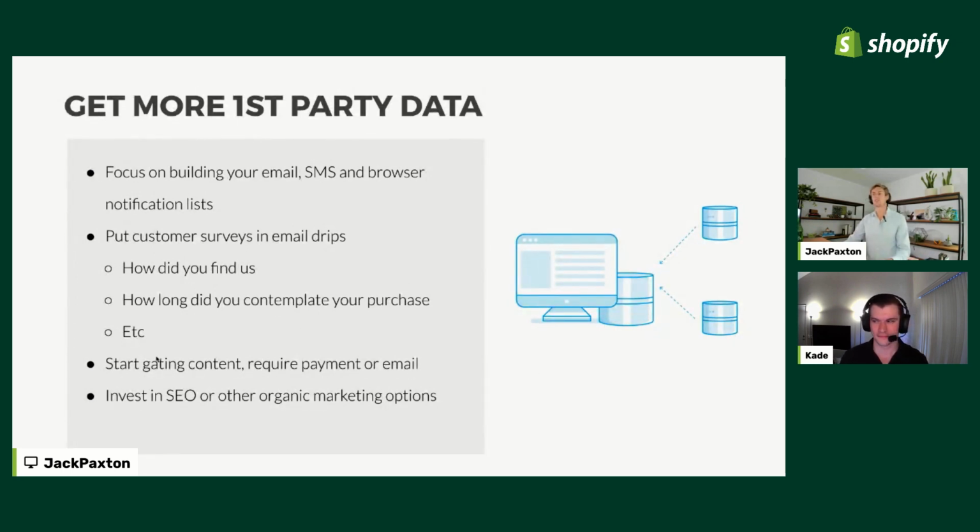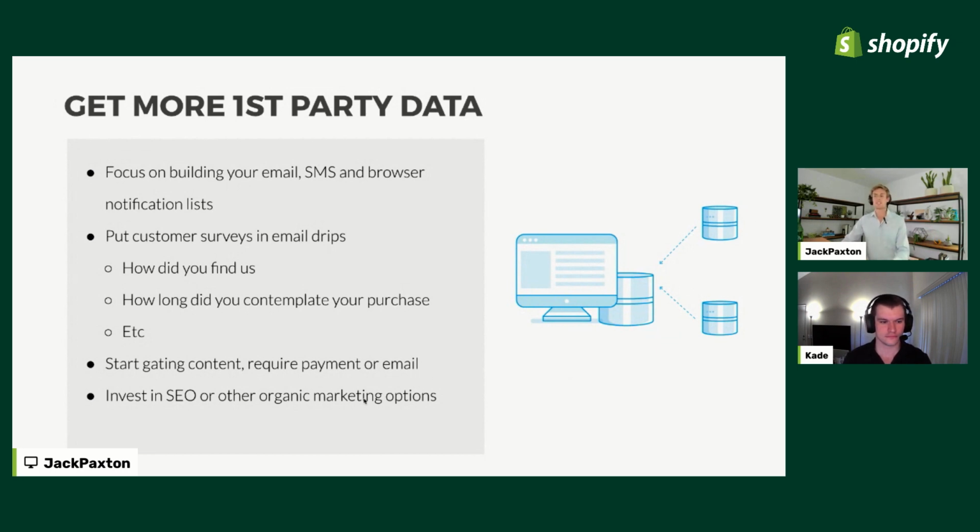But yeah, think about what value you have that you're currently giving away for free, which you could possibly gate and collect an email or a phone number on. So for example, if you're a cooking store, you might give away recipes, or you might give away cooking tips, that sort of thing. Make that stuff available only if they enter their email or phone number. And then you can obviously put those people into your email marketing drips and grow your first-party database.